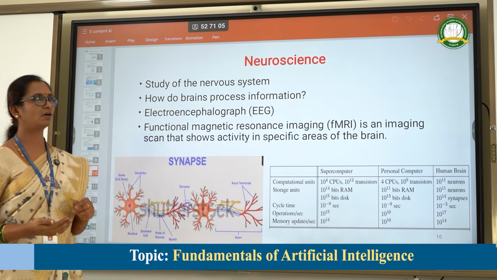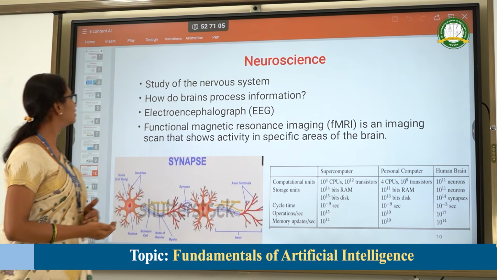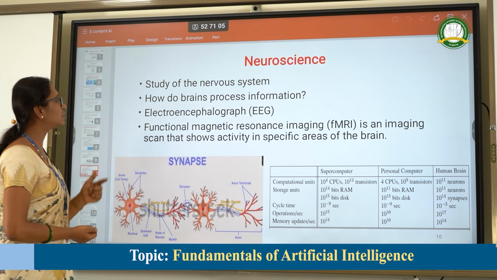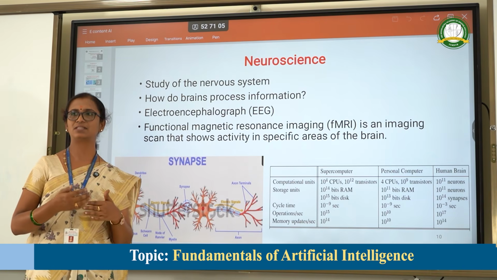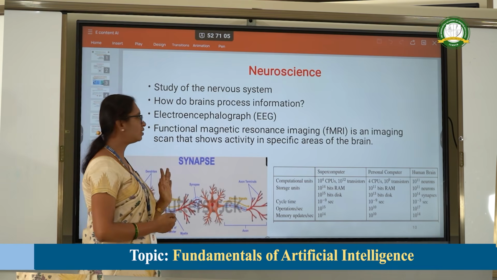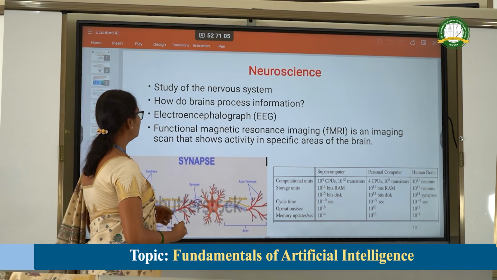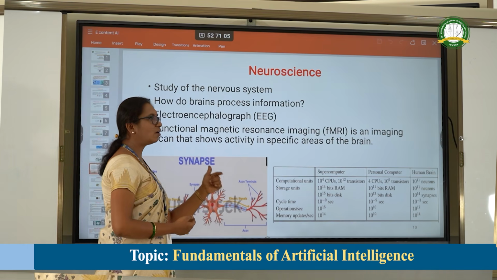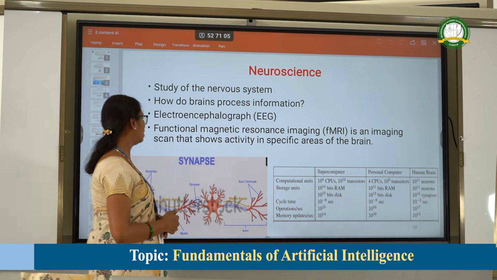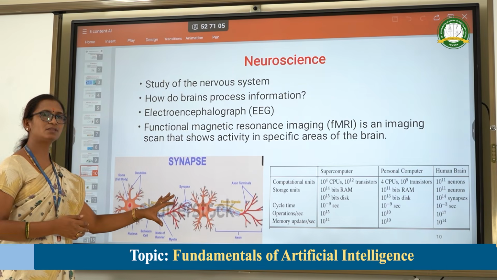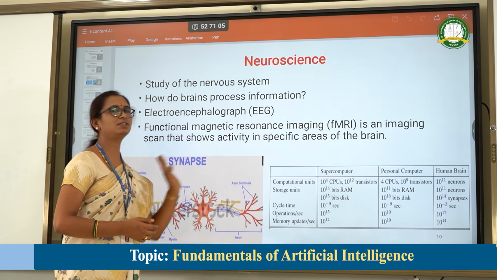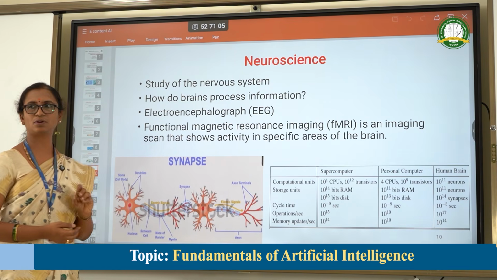Then another important field here is neuroscience. Neuroscience, as we know, is basically the study of neurons or the nervous system. So how the brain exactly processes the information, and the brain in action, can be understood by EEG, electroencephalograph. Also, functional MRI can give us how exactly the brain behaves under different conditions. Now we are familiar with the neuron system. We have the cell or the nucleus, we have the dendrites, then we have synapses, and the axon terminals are the main components in any of the neurons or nerve cells.